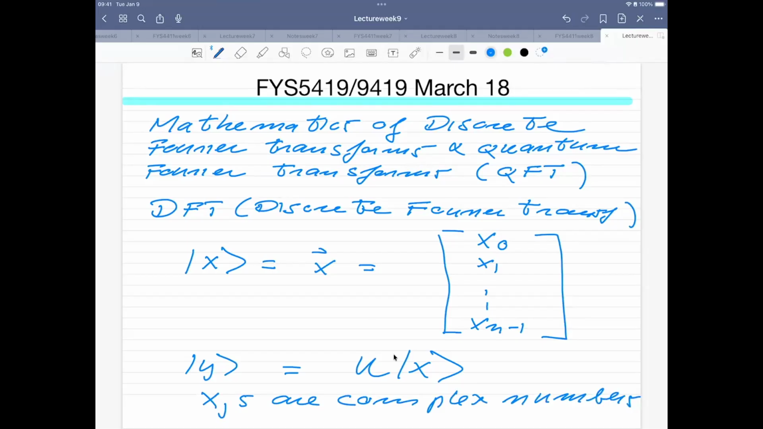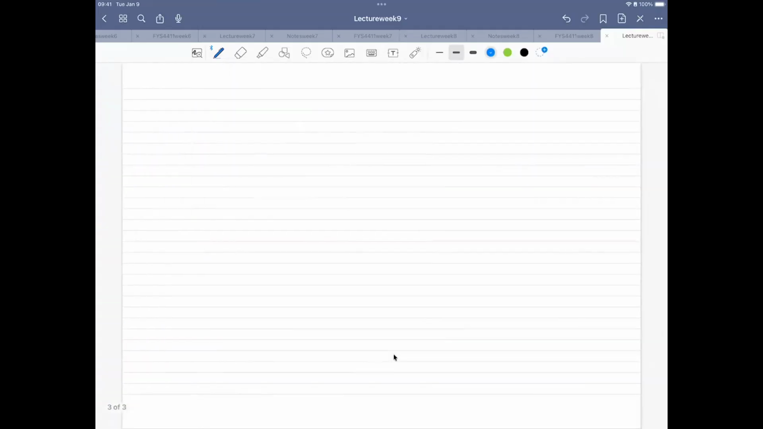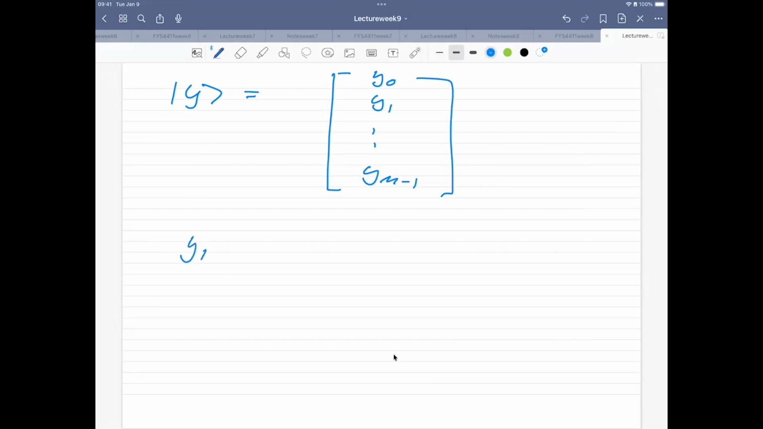And if I look at one specific component, if I now look at this vector y, this is going to be given in terms of the specific components. There will be a y0, y1 down to a y of n minus 1. And one specific component, which I'm just going to label y of k. So this is the mathematical definition of a standard Fourier transform.